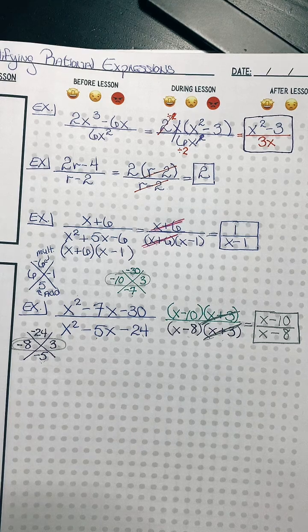Are these things called equations, right? No, they're called expressions because I'm not setting them equal to 0. I'm not trying to solve them. I'm simplifying them. That's the difference between an equation and an expression.